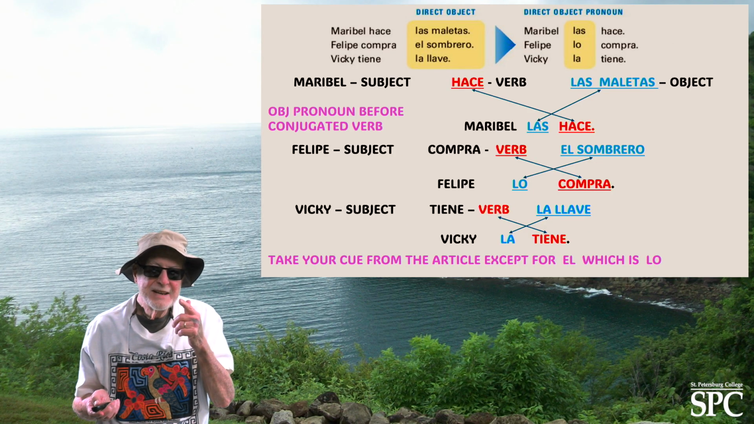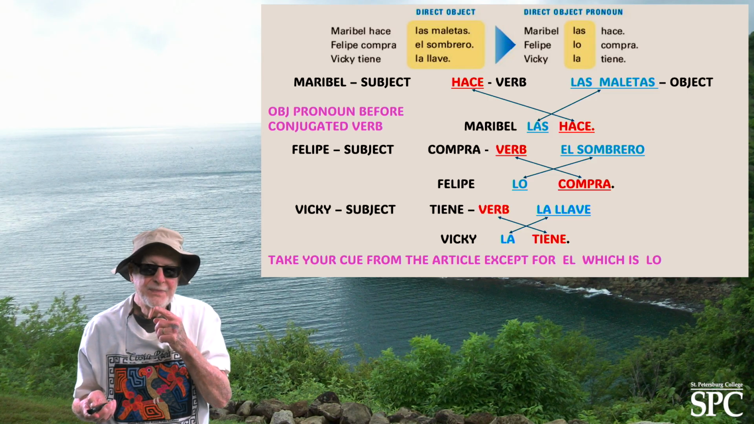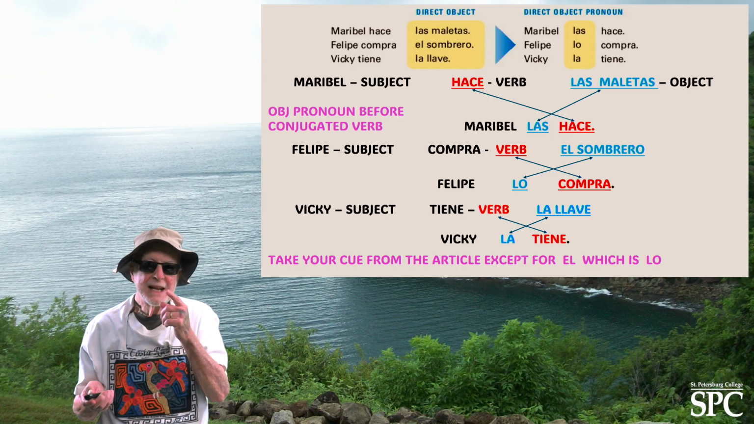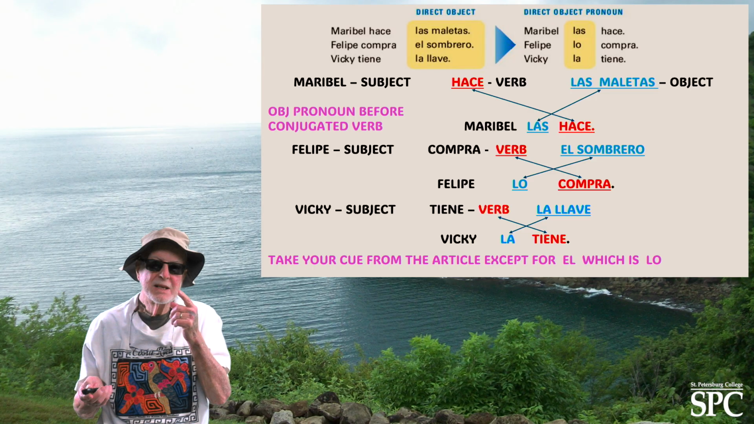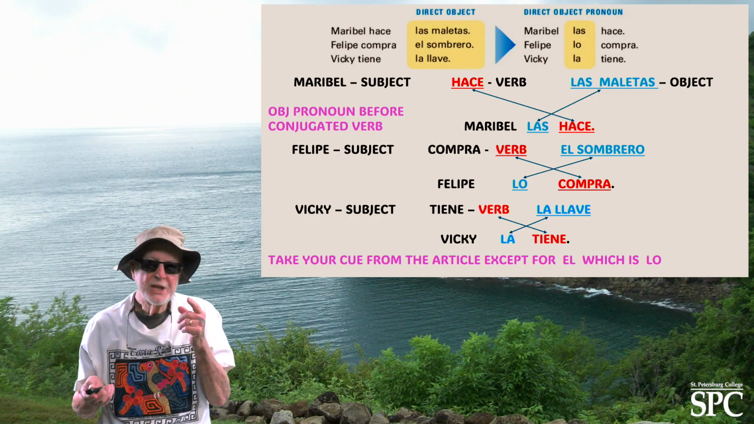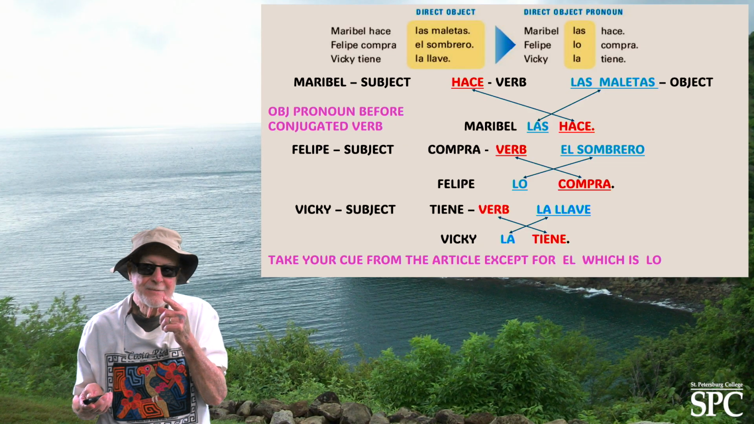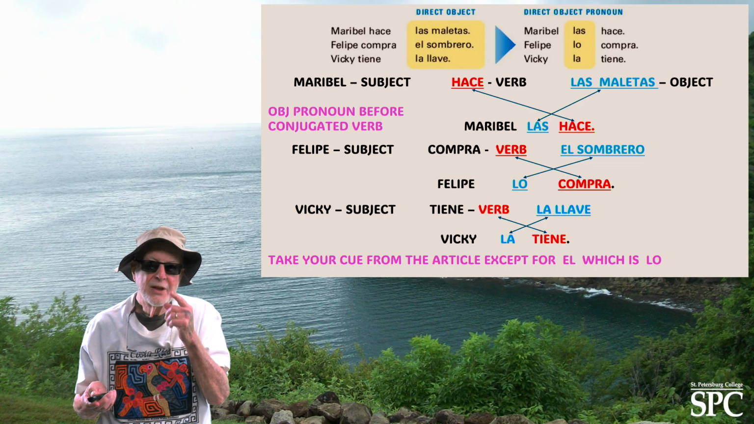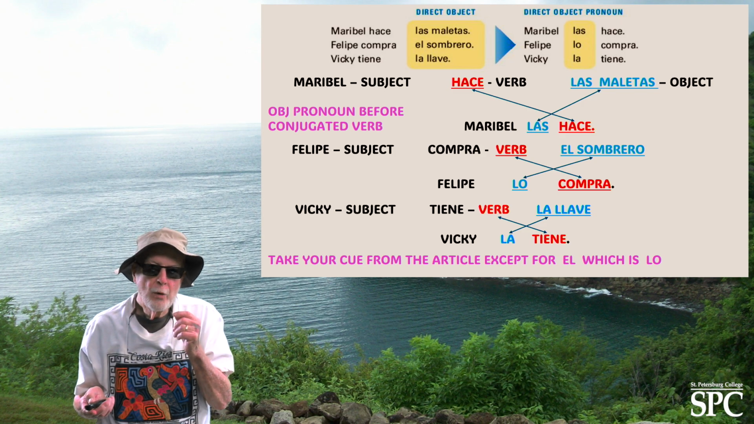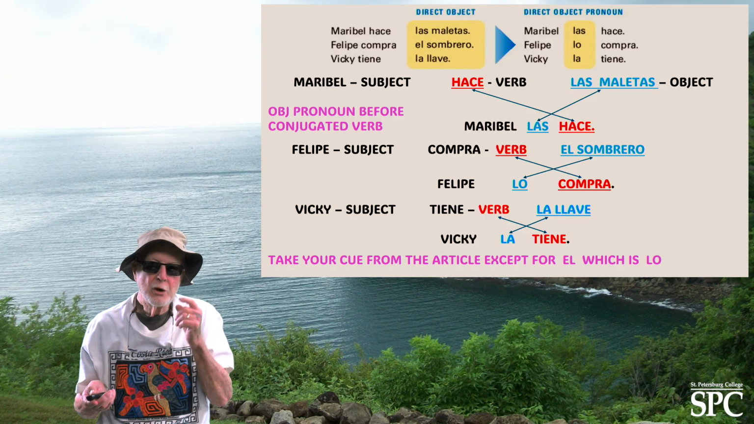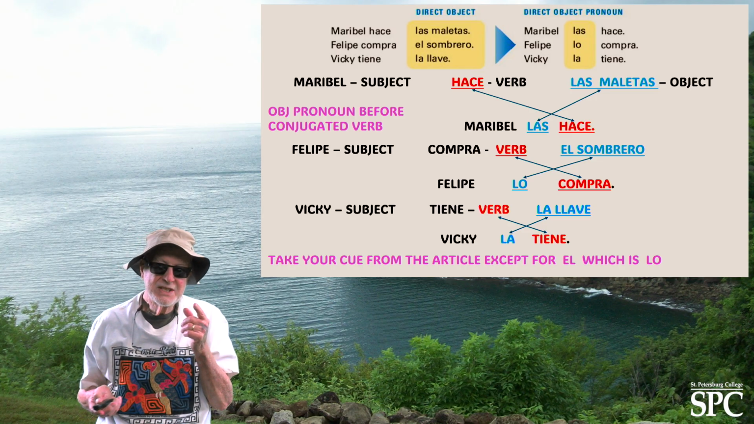Same sentences. Maribel, subject. Hace, verb. Las maletas, object. So when we put in the direct object pronoun, we're replacing the noun. What's the noun in the sentence? Las maletas. So where are we going to put the noun replaced? We're going to put it before the verb. Always before the conjugated verb. So Maribel las hace.